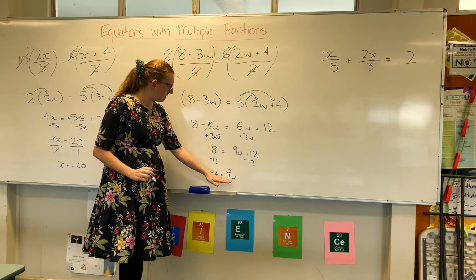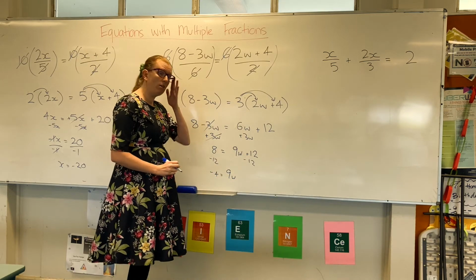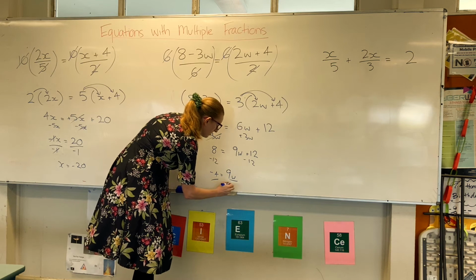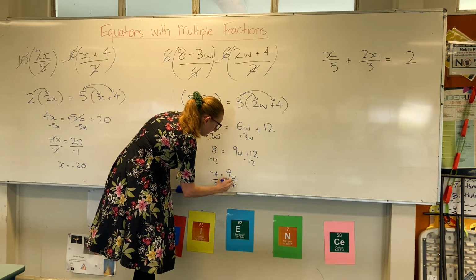Now, how do I split up my 9 and my w? I divide by 9. Divide both sides by 9. They've cancelled out.